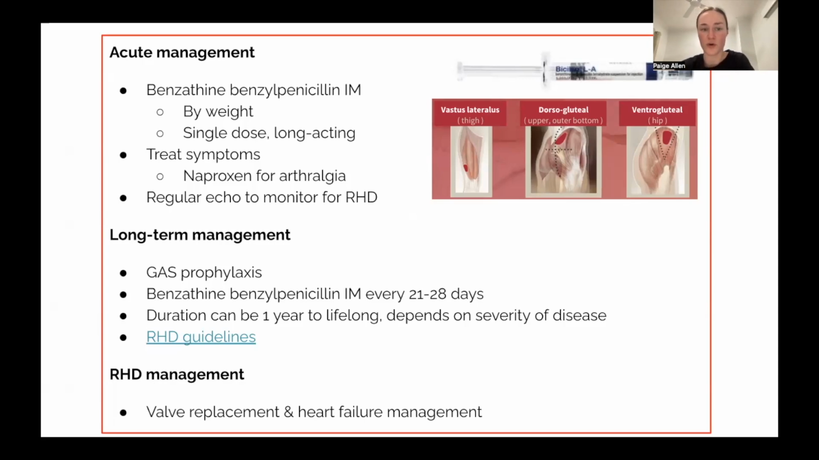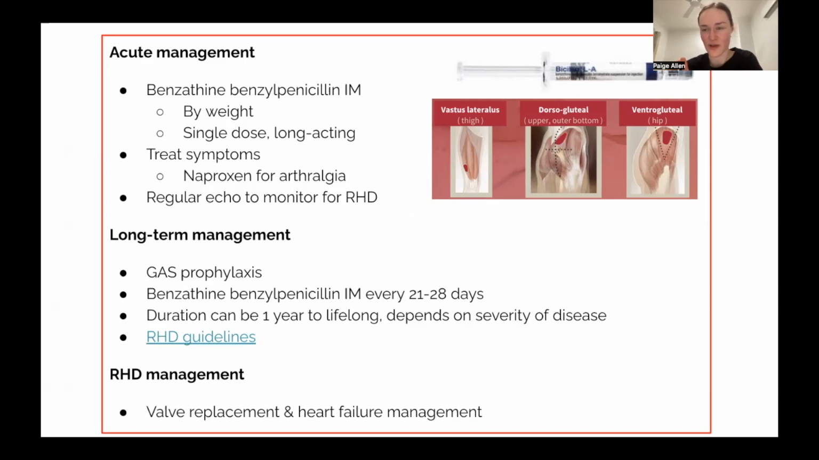And then going forwards for long-term management, you have to do echoes to see what their heart function is like, and if they're having any heart disease secondary to it. Unfortunately, people also need to get these benzylpenicillin injections for quite a long period of time after having rheumatic fever, because unless their entire life changes, people at risk of rheumatic fever are unlikely to get away from having those risk factors.